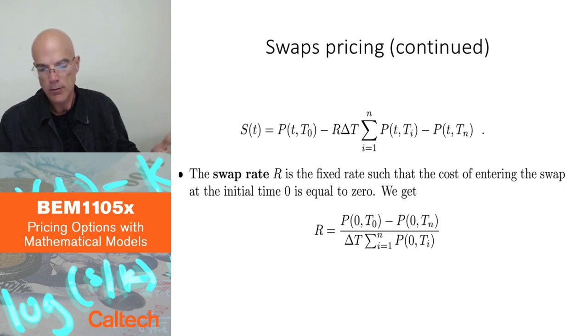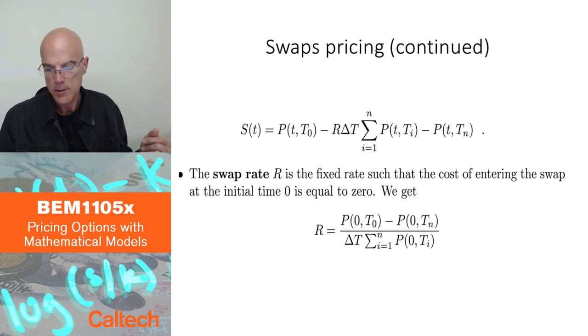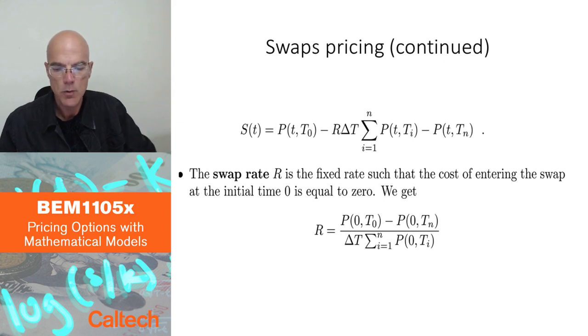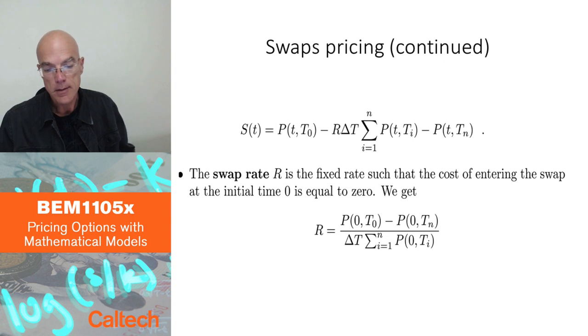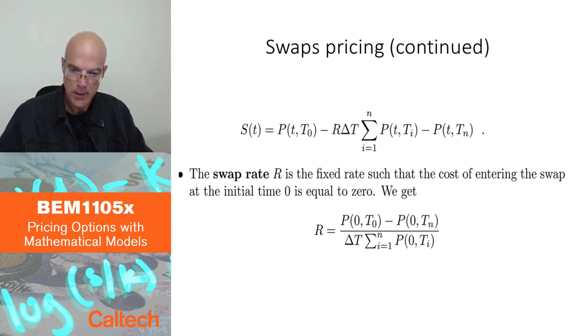In reality, you don't really have default-free zero coupon bonds which pay exactly $1. But this is theoretically the formula expressed in terms of such bonds, and then in practice you can adjust for what you have. This is what the swap rate theoretically should be, but in practice it might be different from this. All right, so that's the pricing of swaps.